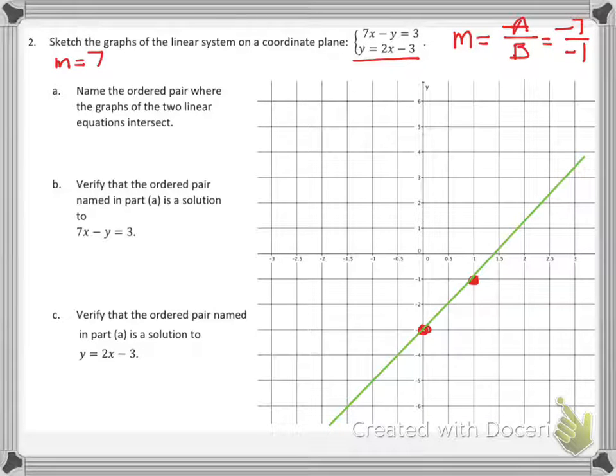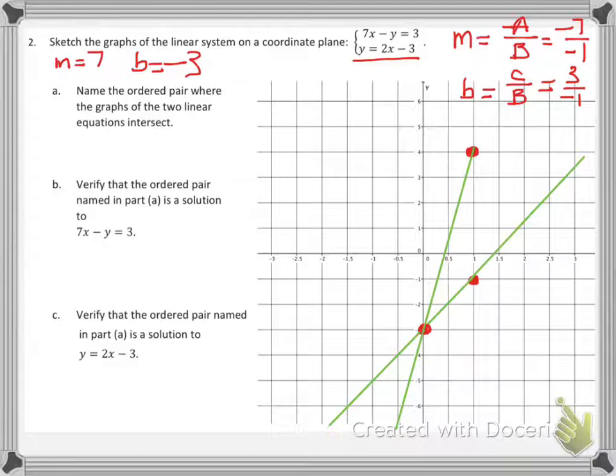Slope is 7. And then the y-intercept is the c value over the b value. And the c value is a 3. And the b value is a -1. So the y-intercept is a -3. So I know that this line also crosses at -3, but it has a different slope, which is up 7, right 1. So that point is there, and then we can draw the line.